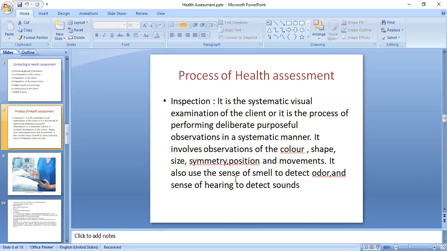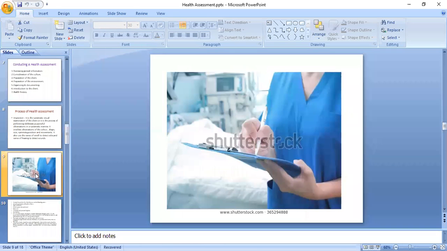It also uses the sense of smell to detect odor and the sense of hearing to detect sounds. So whether they can properly hear or not, whether they can properly smell or not, everything we have to ask, everything we have to inspect in inspection. Here we have to just ask them, observe them, and write it down.